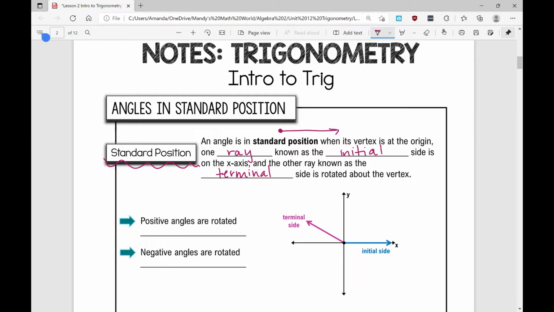I have an angle shown in standard position on the coordinate plane, which means I have my axes drawn. I have my x-axis here, my y-axis here, I have my vertex at the origin. And then as you can see, that one ray that is in blue shoots out along the x-axis. That's known as the initial side. And then the terminal side is rotated about that vertex. And as you can see, the terminal side is shown in pink here.